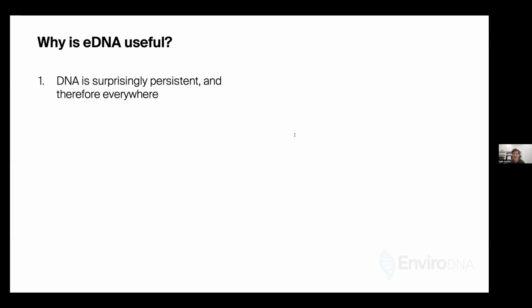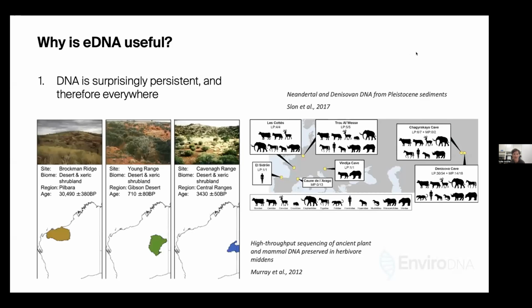But even in much harsher conditions, for instance, here on the left, in arid and hot Australian environments, you can extract DNA that goes back tens of thousands of years. Here's a nice study looking at herbivore middens and the kind of things that you can find with the help of natural accumulators like that.